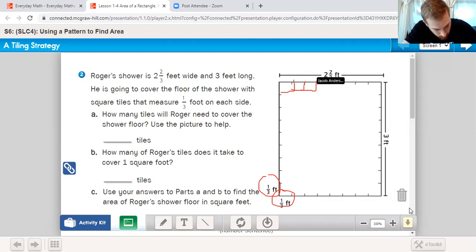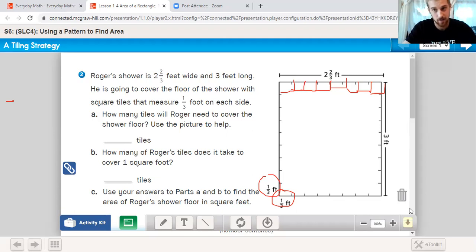So we got 1, 2, 3, 4, 5, 6, 7, 8. That's not right. Oh no, it is right.